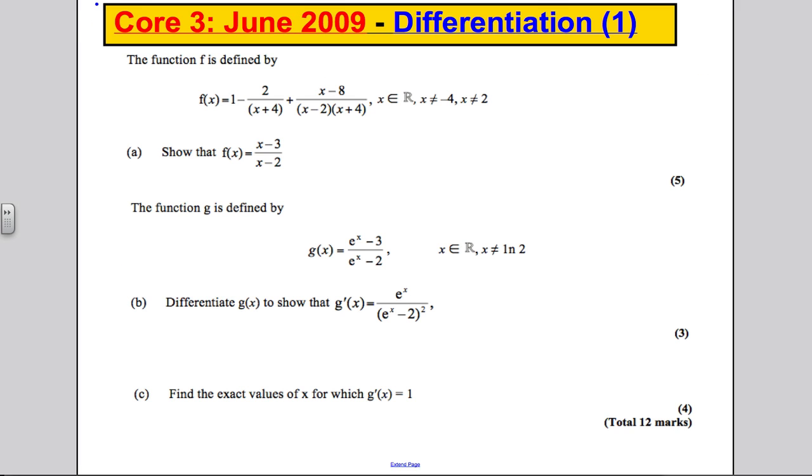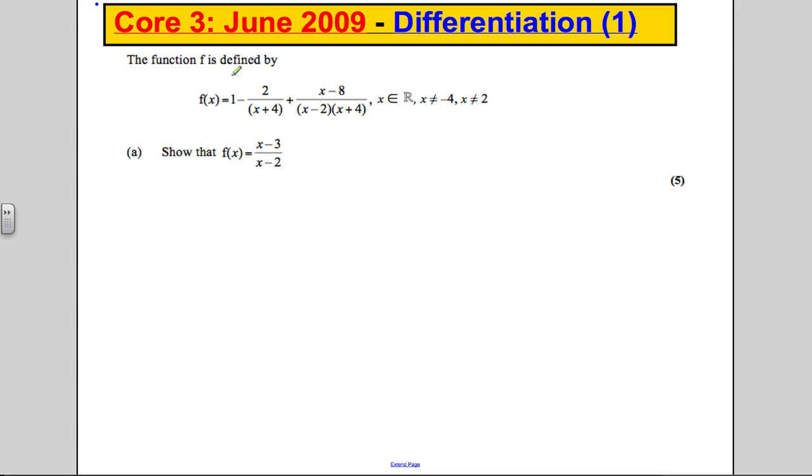And finally, the last question we're going to do in these type of differentials is as follows. So pause the video, have a go. Right, let's go through each part bit by bit. Here's a function. Show that it is equal to this.